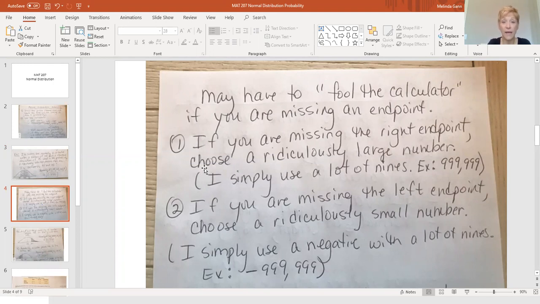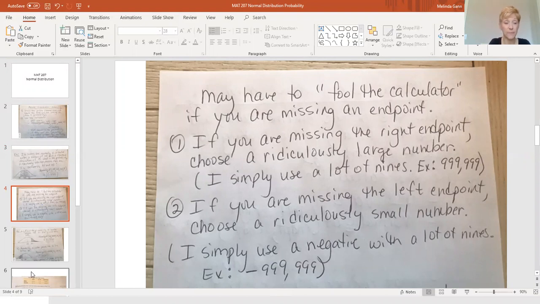If you're missing your right endpoint, you're just going to get a ridiculously big number. I just usually do a bunch of 9s. Now I just put 6, but you can put 4 or 5, it doesn't really matter. It's a ridiculously big number. If you're missing the left endpoint, you need a ridiculously small number. A lot of times you can use 0, but let's say I'm efficient rather than lazy. So instead of doing positive with a bunch of 9s, I just do negative with a bunch of 9s. Do remember that the negative key on your calculator is different than the minus key.